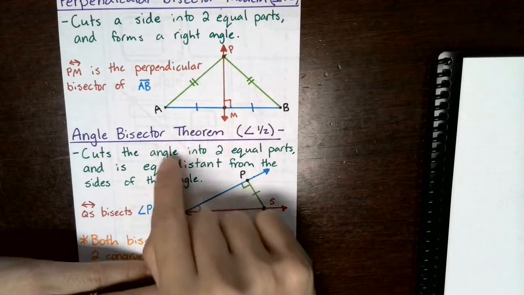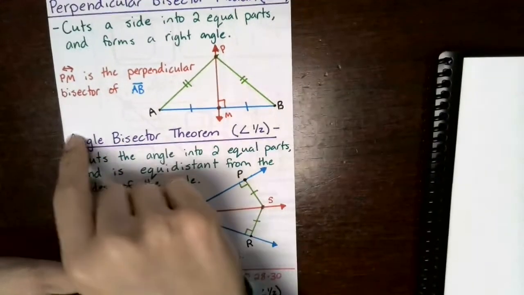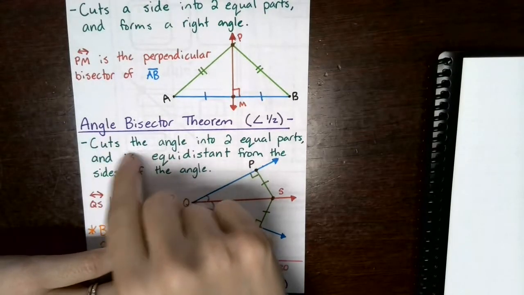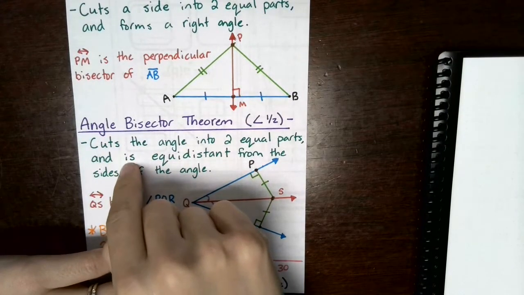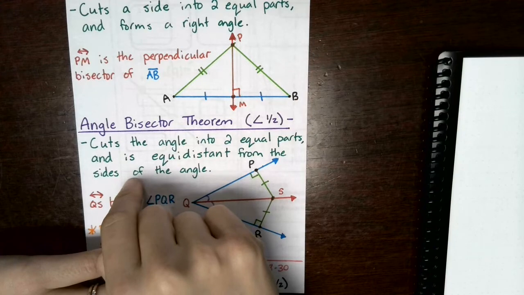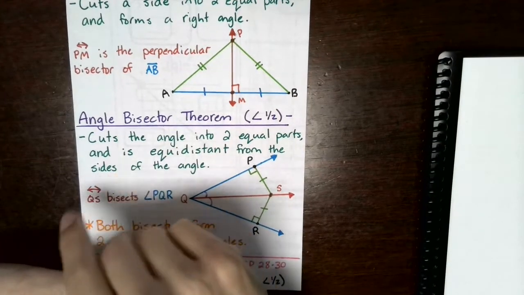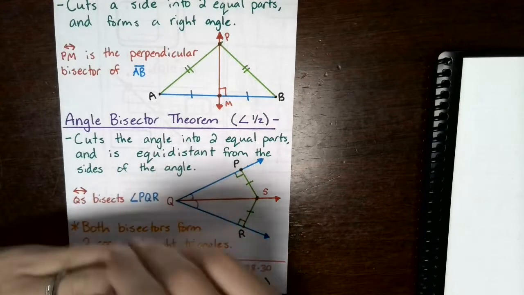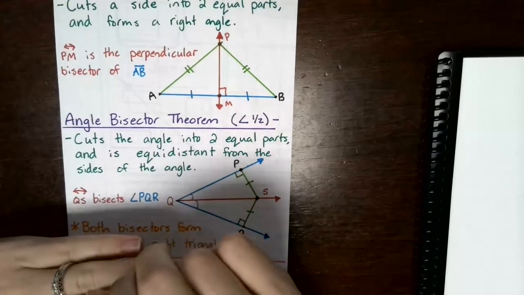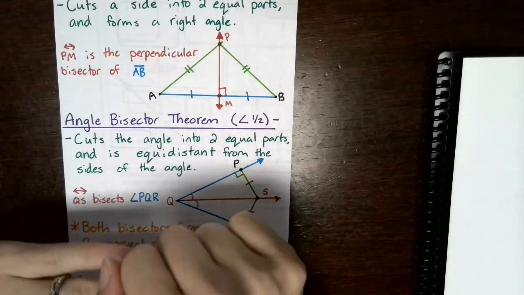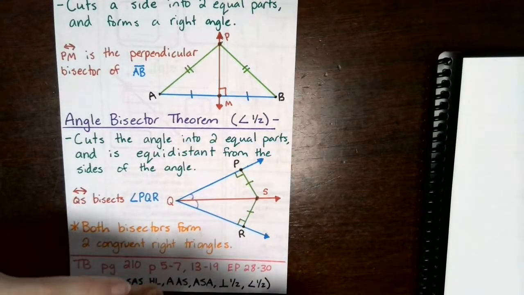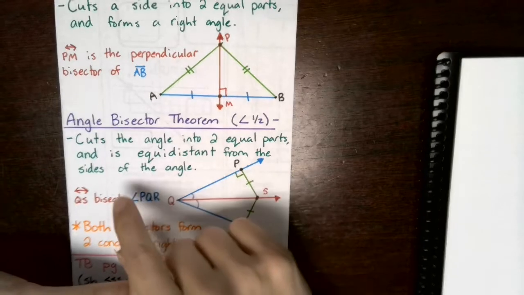For angle bisector theorem, same thing, angle getting cut in half. It cuts through the angle into two equal parts and is equidistant from the sides of the angle. And so we know that the shortest distance from a line to a point is going to be by forming a right angle. It's going to be going straight towards it. And so that's what we're doing here.